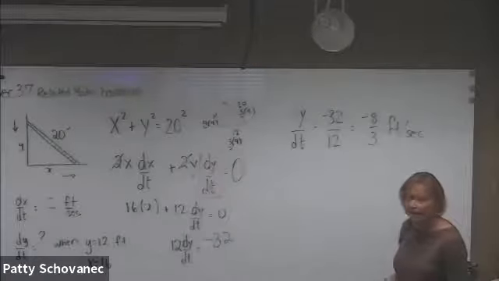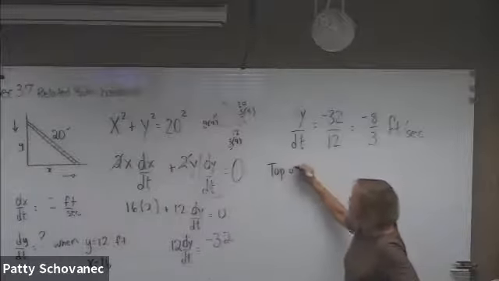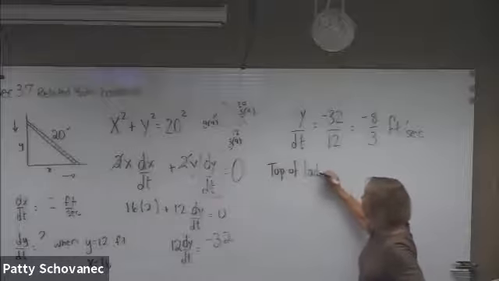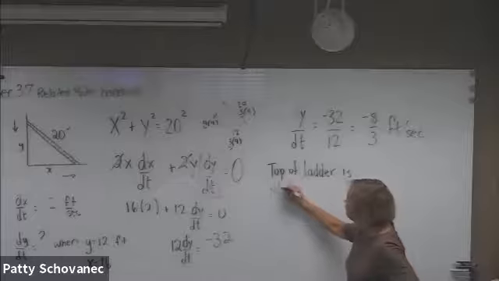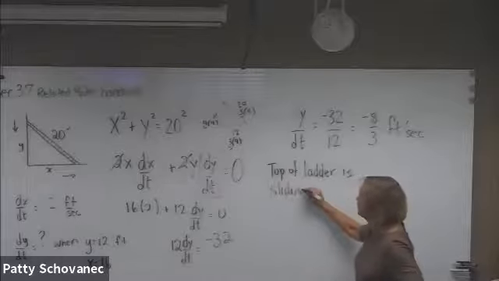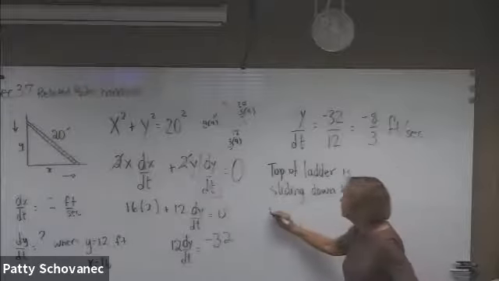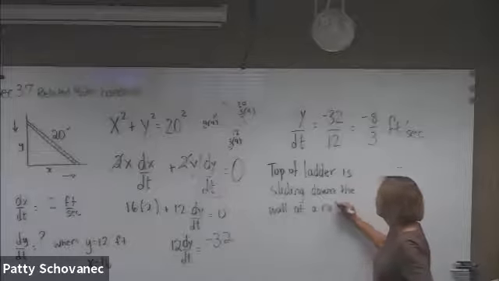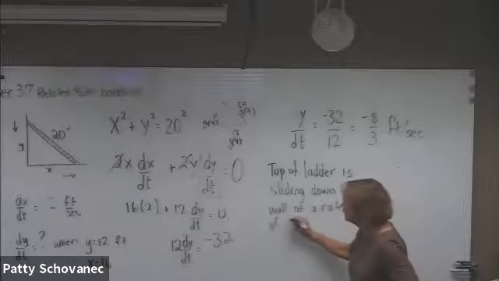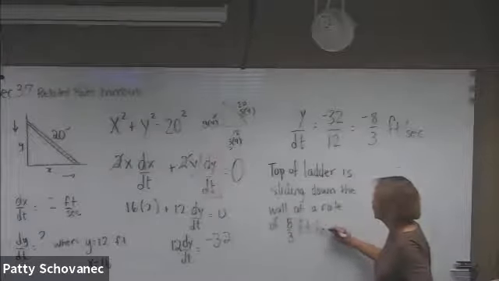Does it make sense that it's negative? Sliding down the wall. So we're going to say the top of the ladder is sliding down the wall at a rate of 8/3 feet per second.